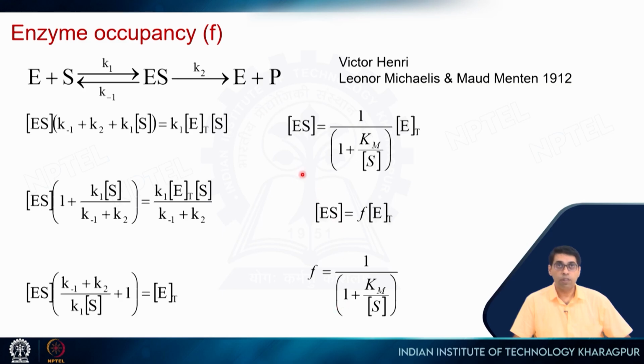This is what we define as enzyme occupancy. When F equals 0, it means that no substrate is bound to the enzyme, so the concentration of enzyme substrate complex is 0. When F equals 1, then ES equals E total. It means that 100% of the enzyme is bound to the substrate. When F is, let's say, 0.5, it means that half of the enzymes are bound and half of the enzymes are free. So F will have a value between 0 and 1, and that is given as occupancy.